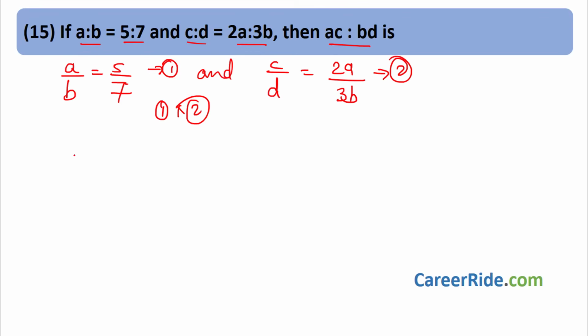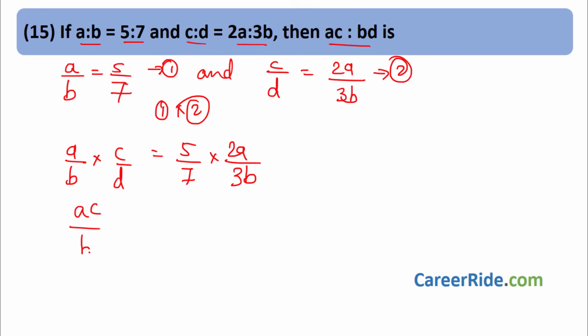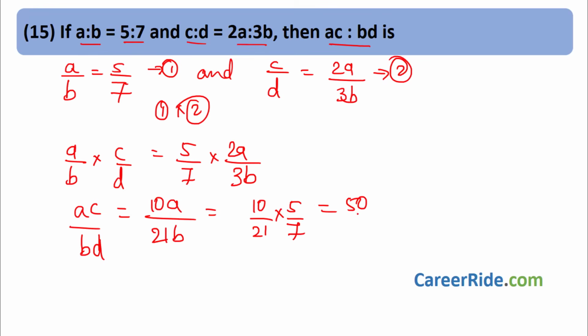Multiply equation 1 and 2. What do we get? a upon b multiplied by c upon d would be equal to 5 upon 7 multiplied by 2a upon 3b. ac upon bd would be equal to 5 2s are 10, 10a upon 7 3s are 21, 21b. What is the value of a upon b? 5 by 7, 10 upon 21 into 5 by 7, it is 50 upon 21 into 7 is 50 upon 147. So ac is to bd is equal to 50 is to 147.